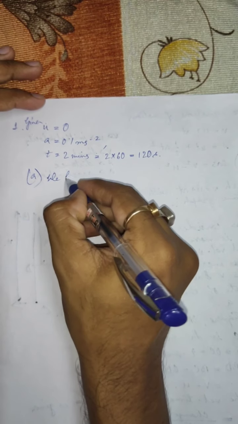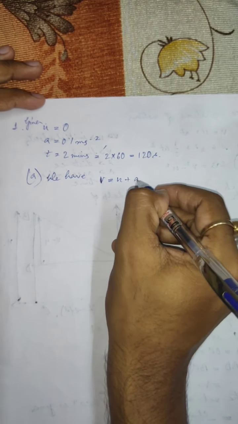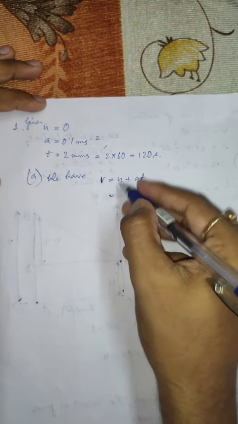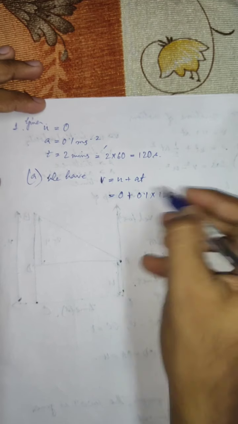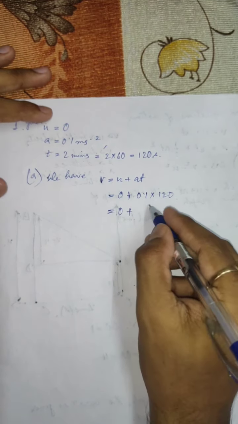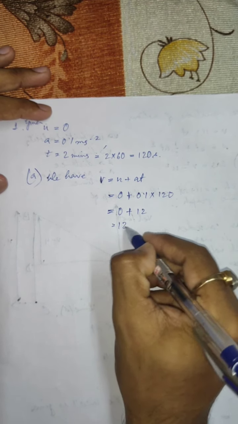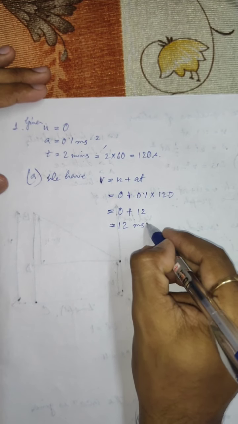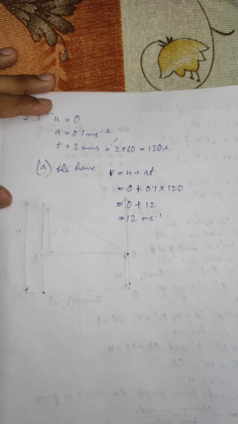So we have v equal to u plus at. Just put the values. After multiplying, it will be 12 meters per second. This is the final velocity, or speed acquired.